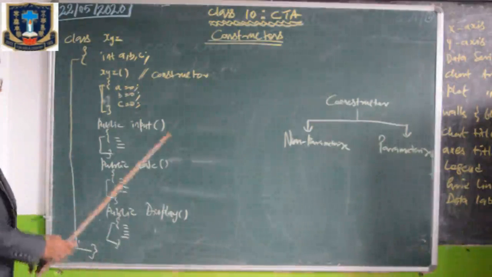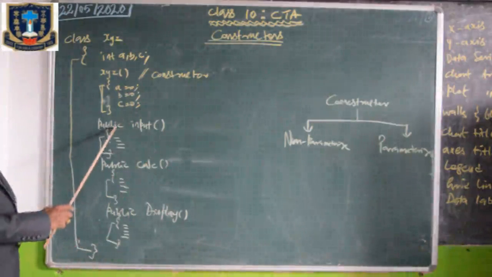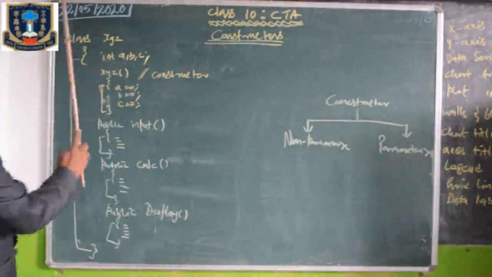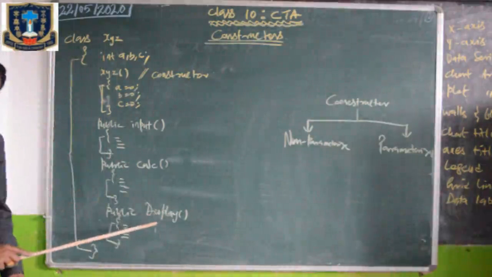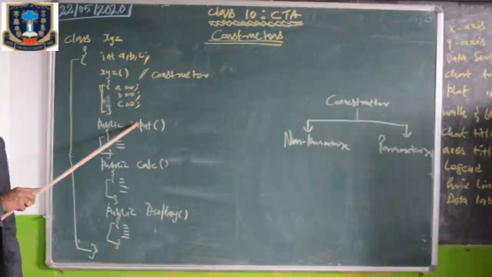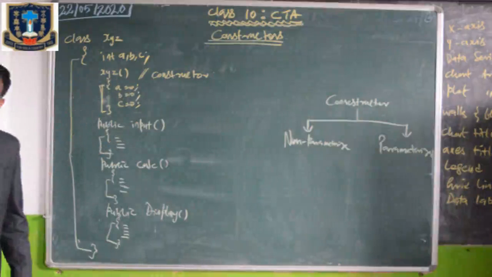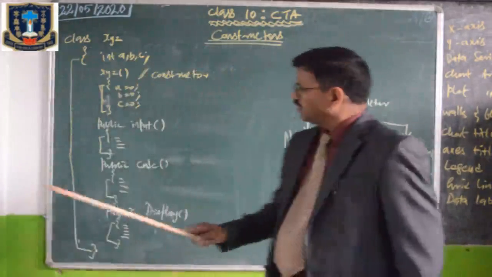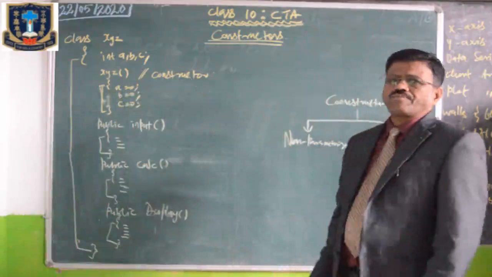Please note. There are four methods in this class. The class name is XYZ. The fourth method is display, the third method is calc, the second method is input, and the first method is XYZ. Right? Why do we use this?